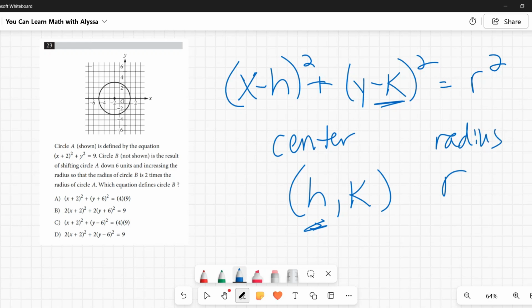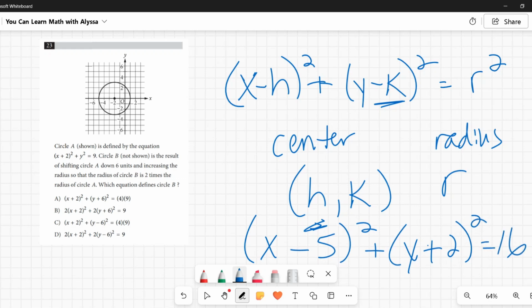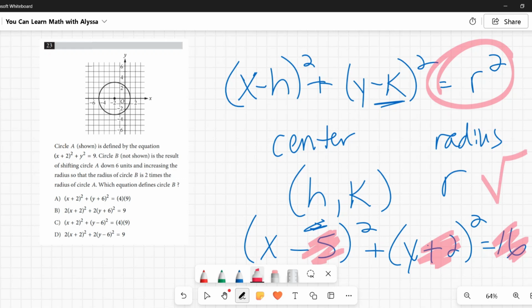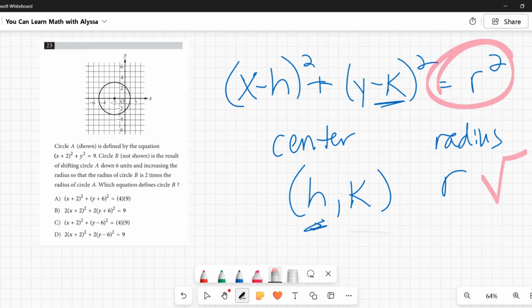And that's it. So if you get a fancy equation like x minus 5 squared plus y plus 2 squared equals 16, you're going to look at it and go, all right, I know this is an equation for a circle with a center of positive 5, negative 2, and a radius, since this is r squared, I need to take the square root, a radius of 4. All circles follow this pattern.